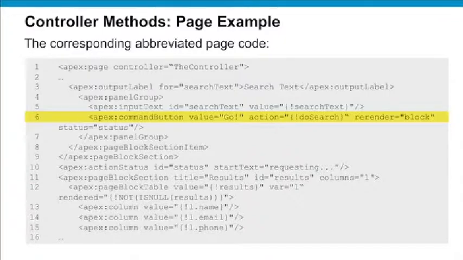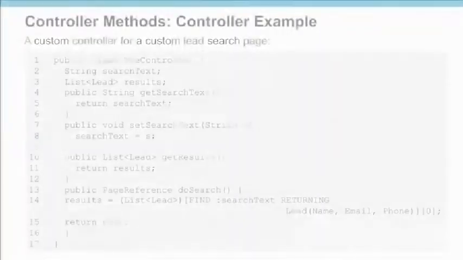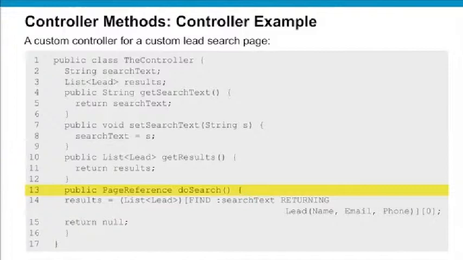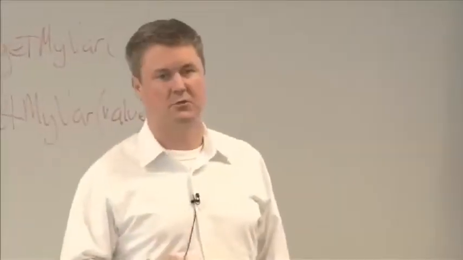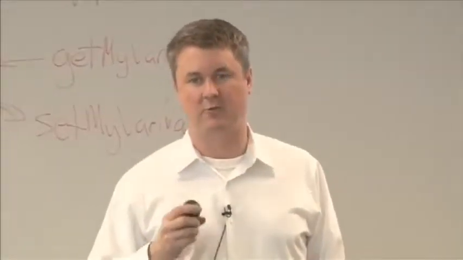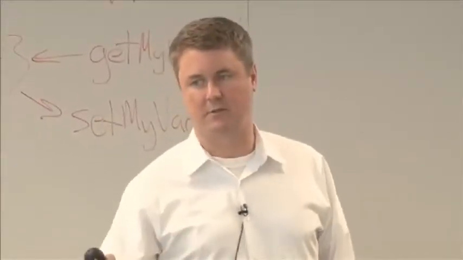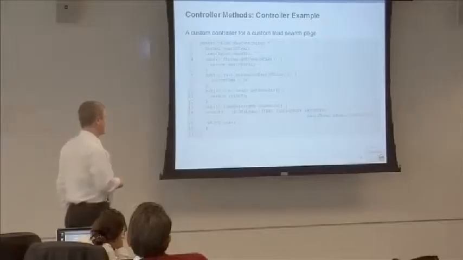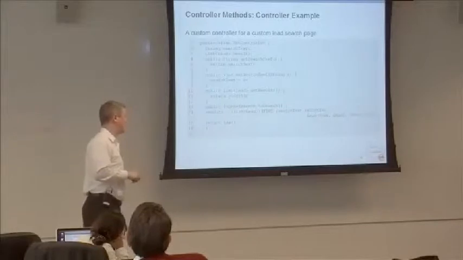Now, we saw doSearch on the previous page. Here, this public PageReference doSearch is our action method. We haven't talked about action methods yet, but just so you know, action methods control navigation by returning page references. Okay? So that's how we know that that is an action method.